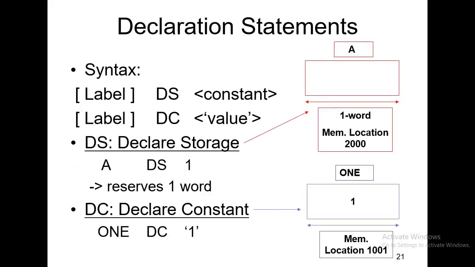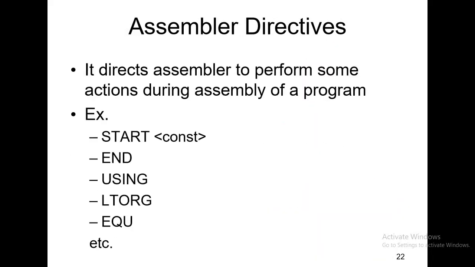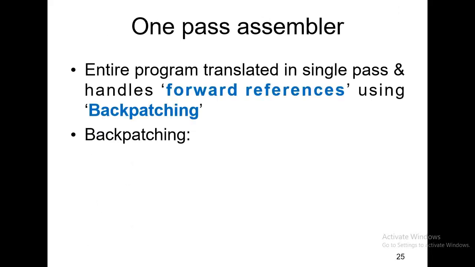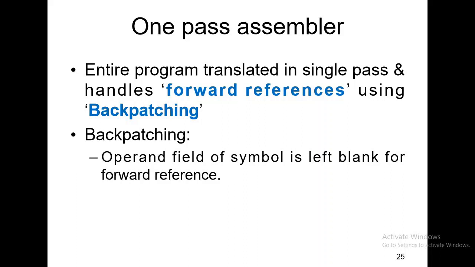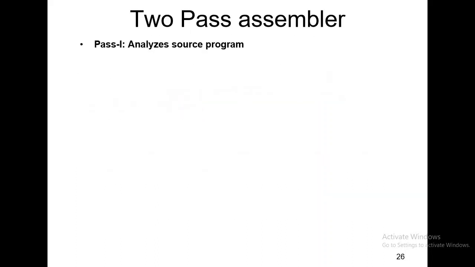Now see what are the data structures which are used in pass-1 assembler. In a one-pass assembler, the entire program is translated in a single pass and handles forward references using backpatching. What is backpatching? It is when a field of a symbol is left blank for a forward reference. Two types of assembler are there: one is pass 1 and second is pass 2. Pass 1 analyzes the source program, and pass 2 synthesizes the target program.